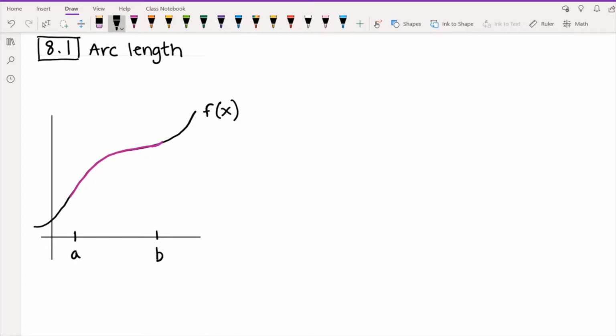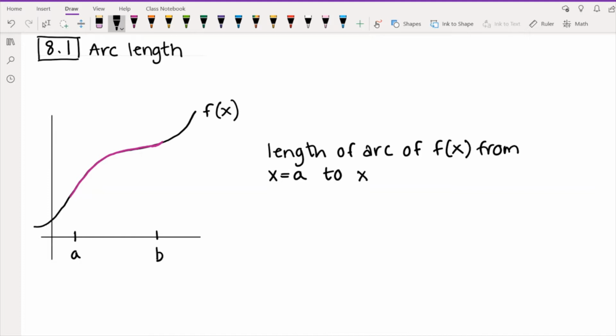And so it turns out that there's a formula for it, which is that the length of the arc of this function, f of x, from x is equal to a to x is equal to b is the following. So you're going to take the integral from a to b, but you're not going to take the integral of the function. What you're going to do is you're going to take the integral of the square root of 1 plus the derivative of the function. So let me actually write it this way, f prime of x squared.